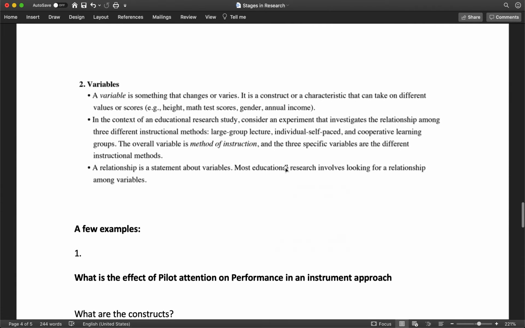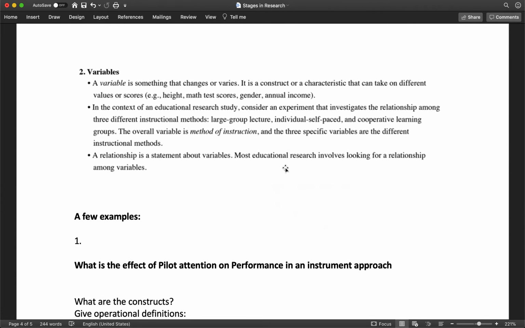And so then your variables, for this class, we're going to use two variables, an x and y, basically the effect of one thing on another. And so examples of variables would be height, math test scores, IQ, a construct could be one, gender, annual income. Those are all variables that you want to see how they have an effect on another variable. And so in the context of a research study, you're investigating the relationship between different variables. So you might want to look at what's the difference between instructional method in this case.